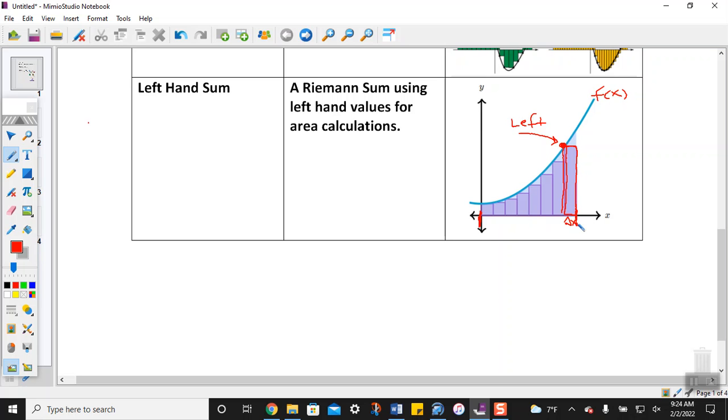Yeah. What do you think a right-hand sum would be then? The right side of a bar touches the graph. So let's go to the next page and see if that's true.